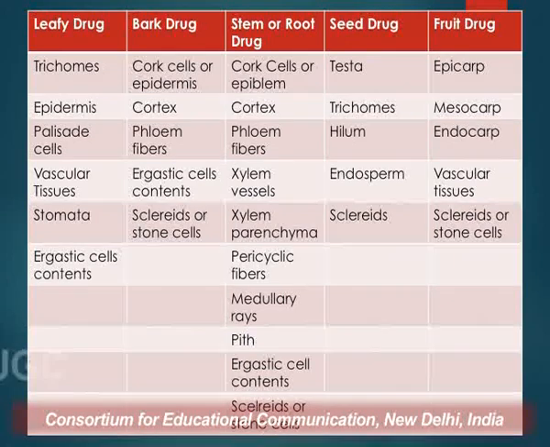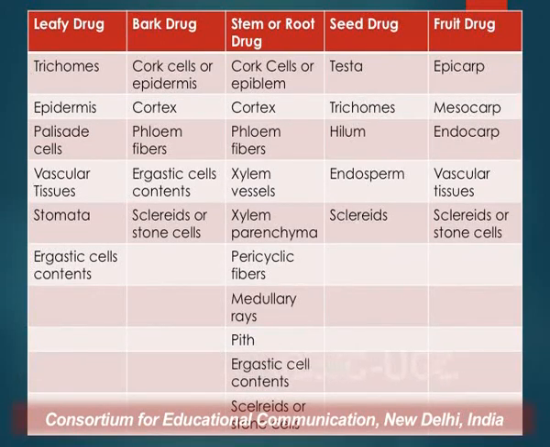Then we study the characters of phloem fibers, what kind of shape is there, whether they are having pits on the surface or not. If they are having pits, whether those pits are bordered or normal pits. So these characters we study in phloem fibers. Then again we study different types of ergastic cell contents, what kind of cell contents are present, what is their shape, structure. Then obviously sclerids and stone cells.